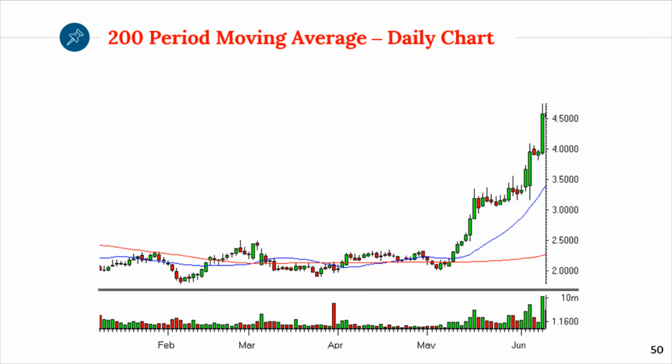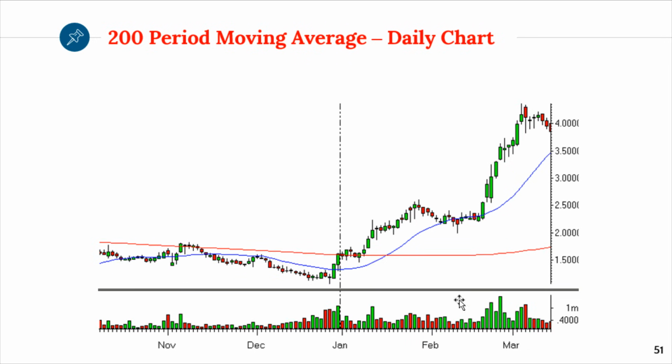Okay, and more of the same. Where did this stock come from? Was basing at or near the 200. Moving average starts to point up, and look at the move.